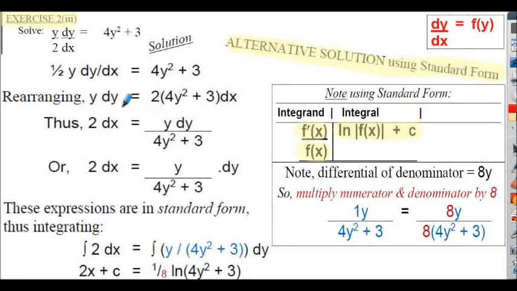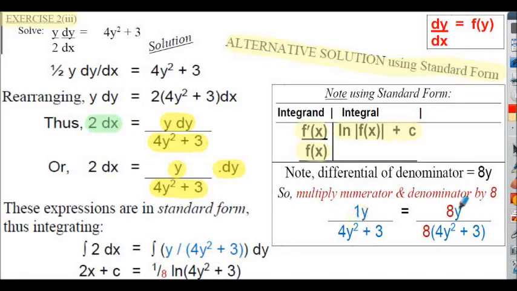So when we rearrange this time, we'll have 2 dx on the left hand side and y dy divided by 4y squared plus 3 on the right hand side. Just slightly reorganize the right hand side here. So using this standard form, if the numerator is the first differential of the denominator, we can write our solution down as the natural log of the denominator plus c. But when we differentiate the denominator of 4y squared plus 3, we actually end up with 8y.